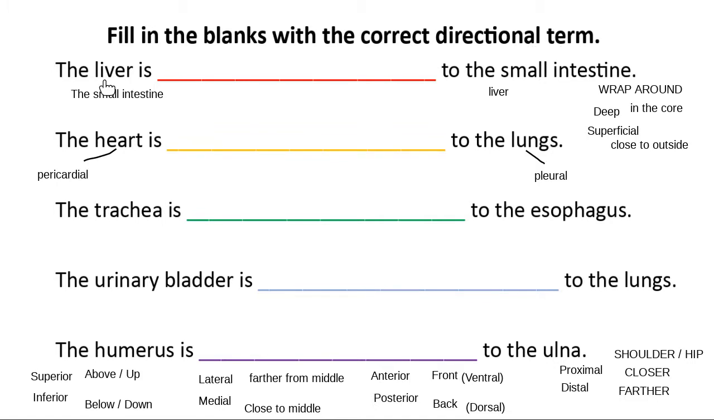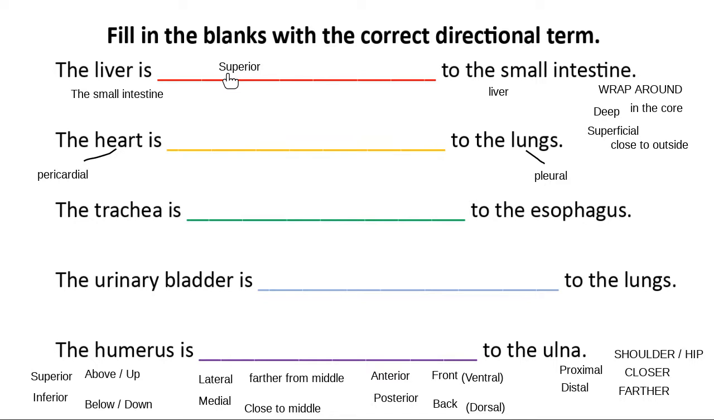So let's look at our statement again. We're talking about the liver compared to the small intestine. When we were in our groups, what did we say? The liver is what to the small intestine? Yeah, the liver is superior. Absolutely. The liver is above the small intestine.